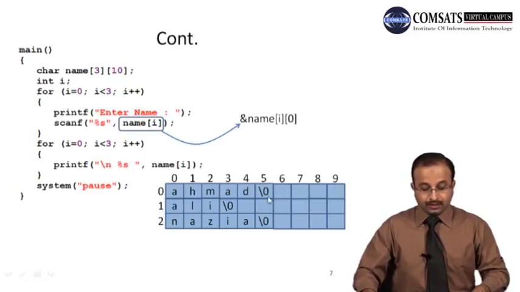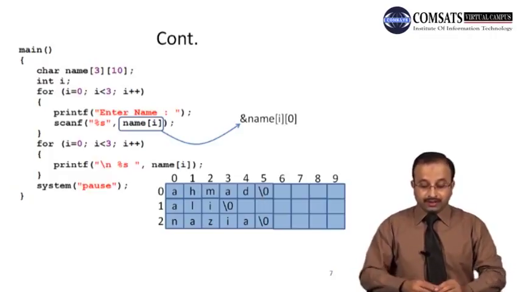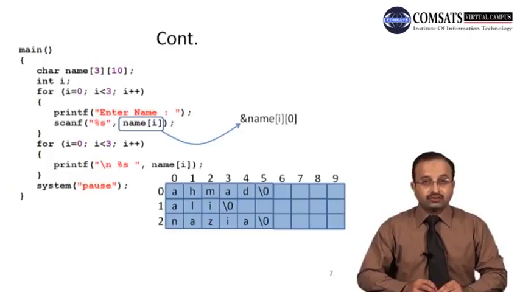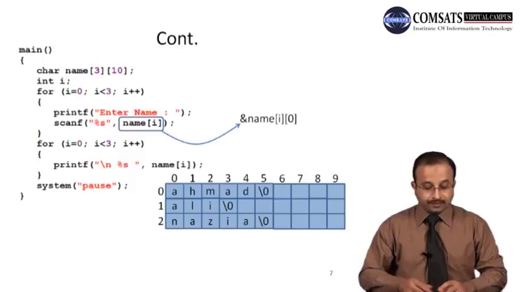So in the 0th row, let's say the user input Ahmed. When the input finishes, it writes the string input by the user and then the null character, because here C inserts the null character by itself. You do not need to input the null character when you type in the name. Why does it insert it by itself? Because every string in C terminates at a null character.